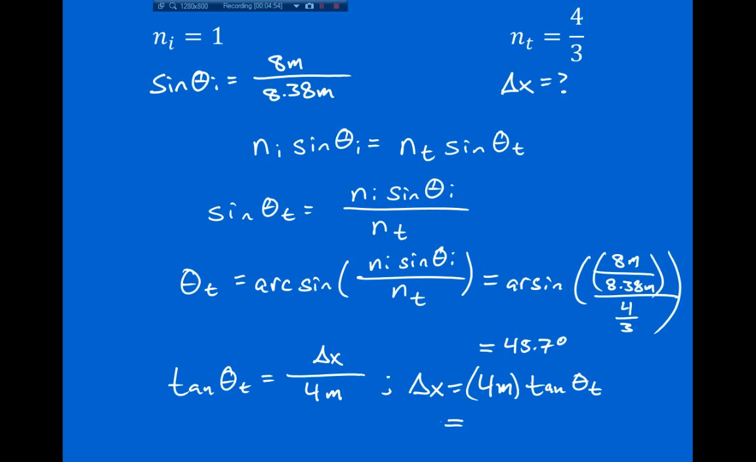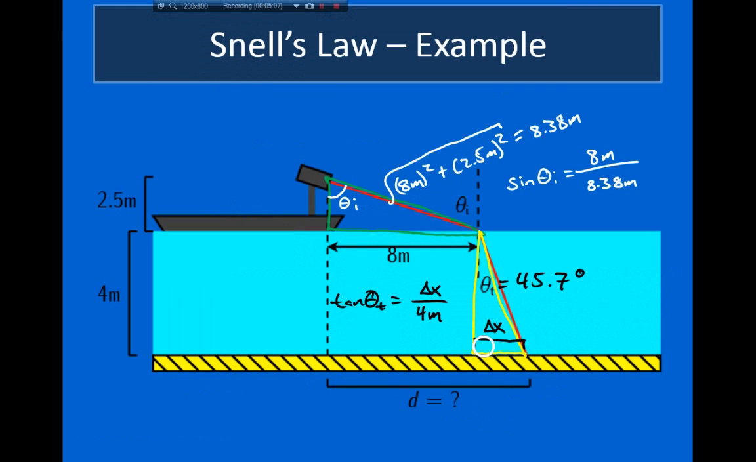And since I know my transmitted angle is equal to 45.7 degrees, I can plug this into a calculator, and I'll see that this distance is equal to 4.1 meters. And since delta x is equal to 4.1 meters, that's the distance the light has traveled after it entered the water, then the total distance it's traveled is equal to the horizontal distance the light travels in air plus the horizontal distance the light travels in water. So that's 8 meters plus this 4.1 meters. So this total distance is equal to 12.1 meters. So that's the total horizontal distance the light travels before it strikes the bottom of this lake.